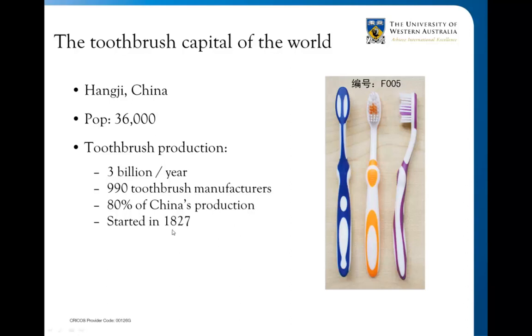And another thing that we're going to look at in this topic is that it started a long time ago, back in the 19th century. So there is a great deal of what we call path dependence sometimes about this. In other words, historically it produced this, therefore you still produce it. And we're going to look at the implications of that. So this phenomenon that we see with the toothbrush industry is actually replicated in many industries around the world, and that's one of the main areas that we're going to look at in the next few videos.